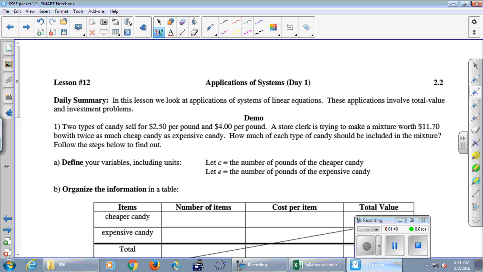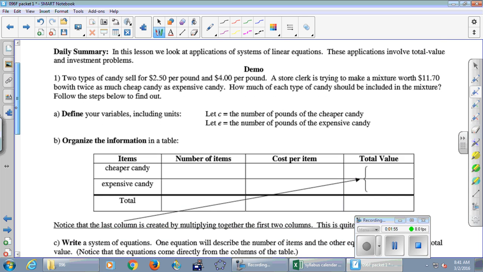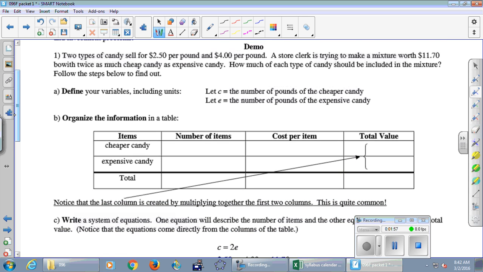Okay, so here we are on the top of page 95, did we say? Our summary. In this lesson, we look at applications of systems of linear equations. These applications involve total value and investment problems. We'll see 2 kinds today. So let's take a look at number 1.